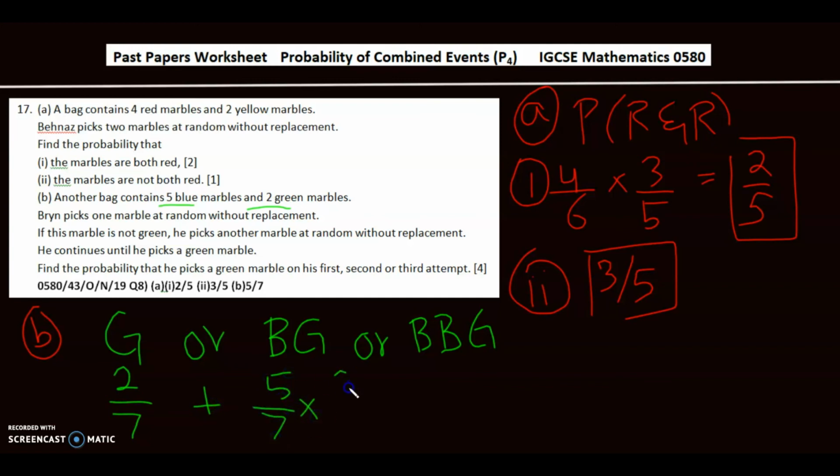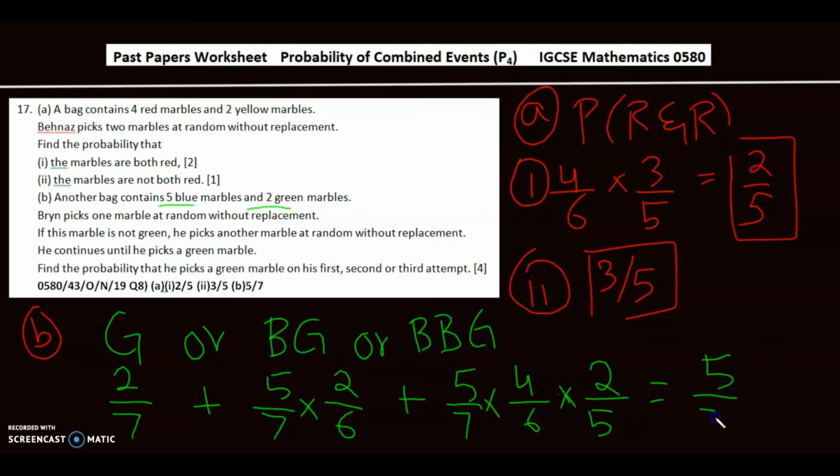Then probability of getting a green marble is 2 upon 6, since this is without replacement, or means plus. Blue's probability is 5 by 7, and next blue's probability is 4 upon 6, since this is without replacement. The next green's probability is denominator will be reduced by 1. Green marbles are still 2 in the bag. So this should give 5 upon 7.